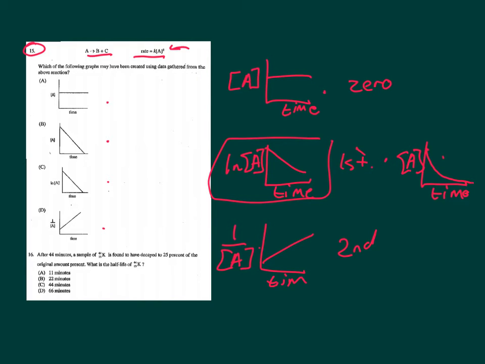And same goes with these other ones. If it's second order with 1 over A, if you were to plot concentration of A, it would look like that, and if you were to plot natural log of A, it would still be non-linear. So since ours is second order, we think it's going to be 1 over A versus time. And so I think D is going to be the correct answer here.